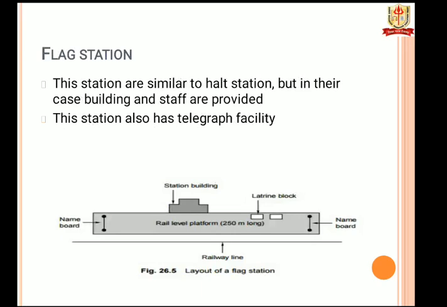Second is flag station. These stations are similar to halt station, but in their case, building and staff are provided, and this station also has a telegraph facility. These stations are also called flag stations because the movement of trains at such a station is usually controlled by showing a flag signal. Such wayside stations are normally without signaling system.